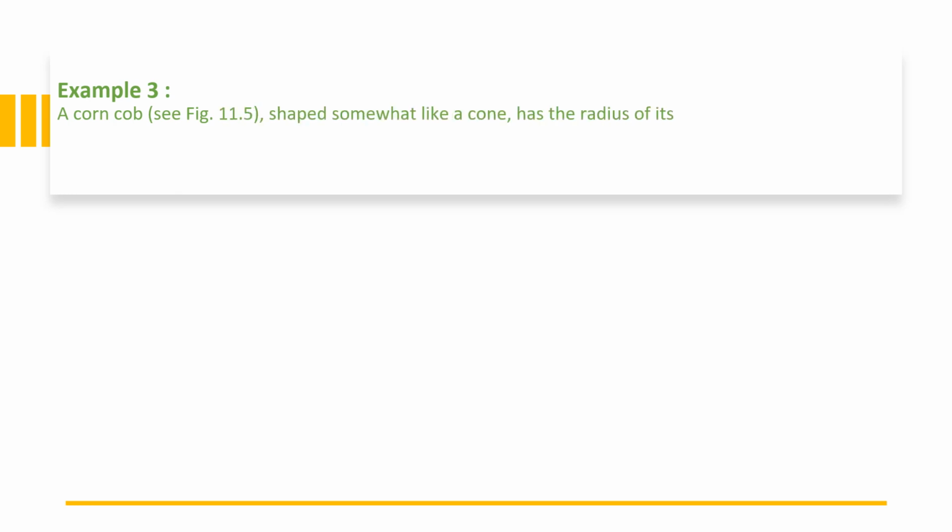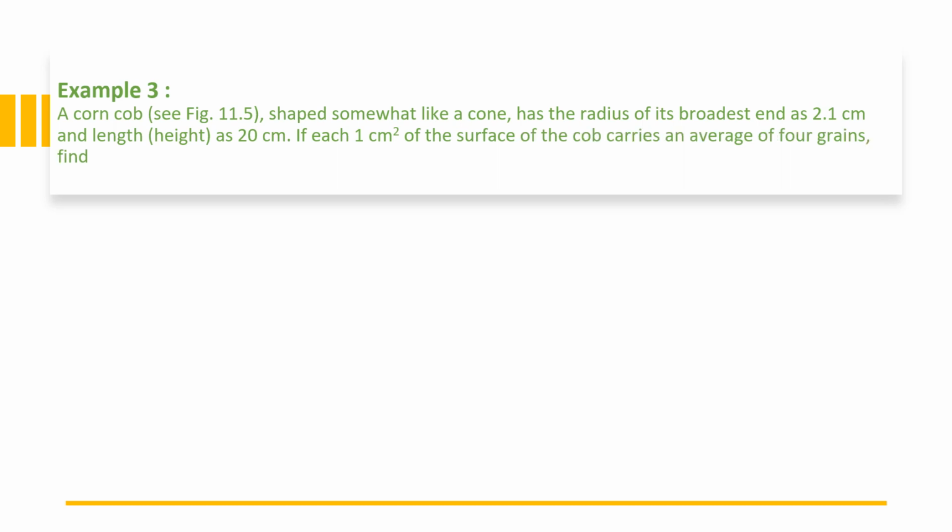Let's take one more example. Example 3: a corn cob, see the figure later. It is shaped somewhat like a cone. Imagine a sweet corn cob, shaped somewhat like a cone, with the radius of its broadest end 2.1 centimeter, and length or height 20 centimeter. Length means the vertical height, the altitude h, is 20 centimeter.